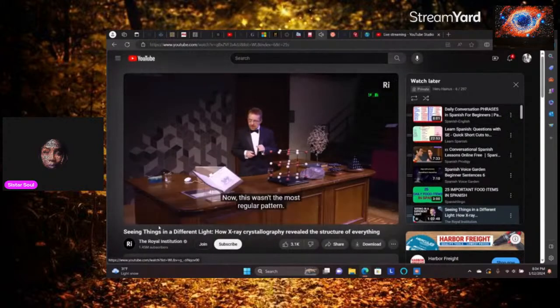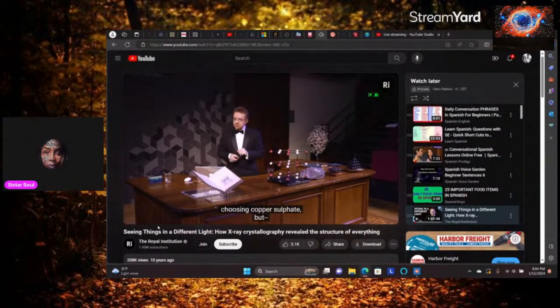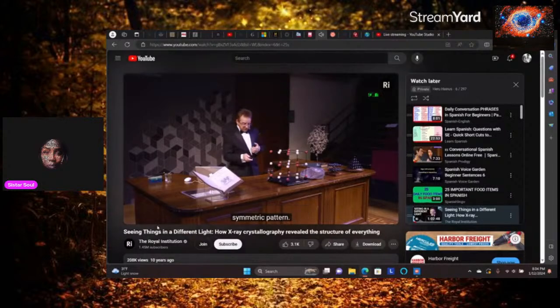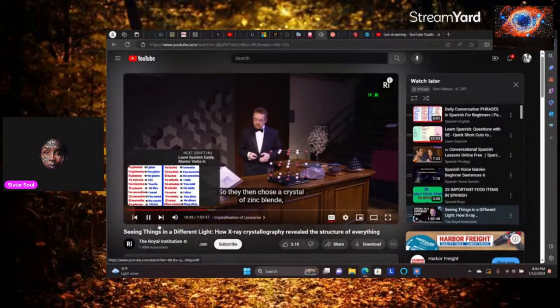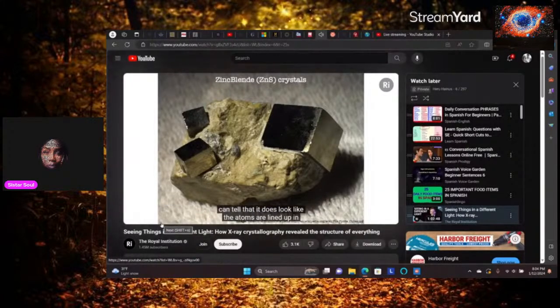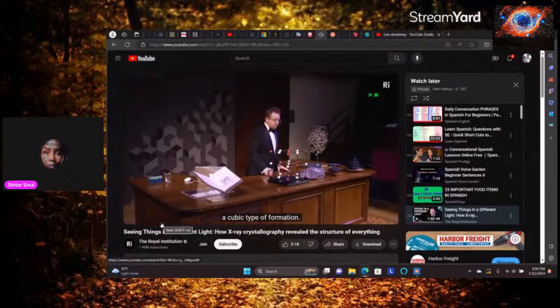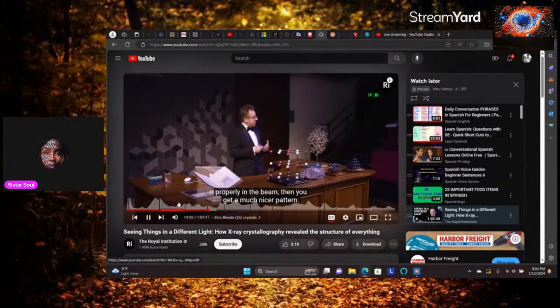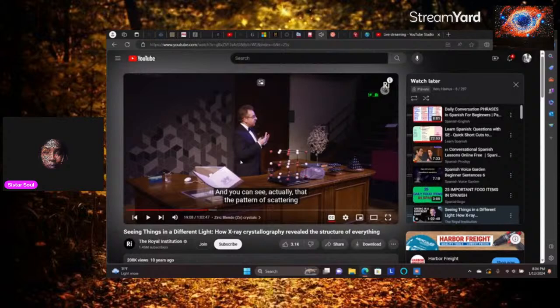Now, this wasn't the most regular pattern. It turns out there were good reasons initially for choosing copper sulfate, but although it is a nice regular array, the atoms are not arranged in copper sulfate in a very symmetric pattern. So they then chose a crystal of zinc blende, which is zinc sulfide, and from the appearance of these beautiful crystals, you can tell that it does look like the atoms are lined up in a cubic type of formation. And that certainly turns out to be the case. And if you take one of these crystals and you orientate it properly in the beam, then you get a much nicer pattern.